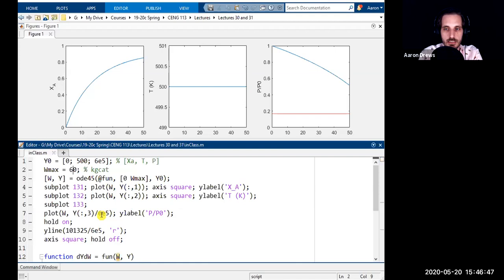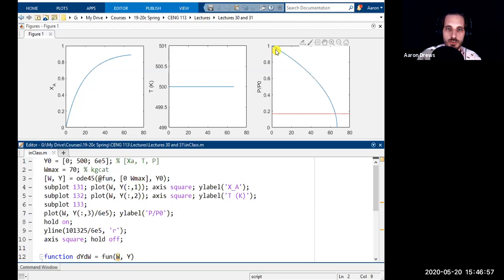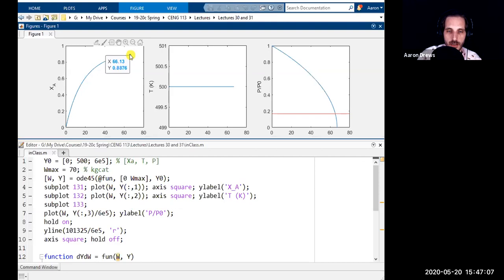Pressure dropped even a little bit more. Let's go up to 70. There we go. So after a little bit less than 70, you see that we have actually stopped, right? 70 is somewhere around here, and our lines have all artificially stopped, right? X has sort of come up to here, and it has stopped at around, what is that, 88.7%.